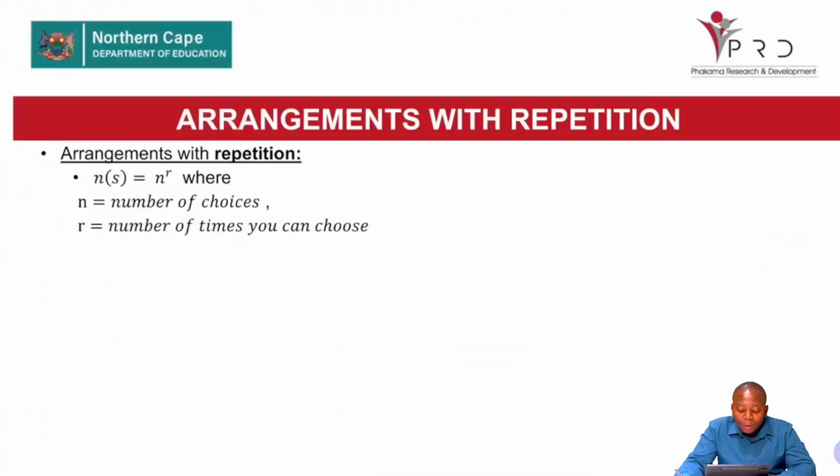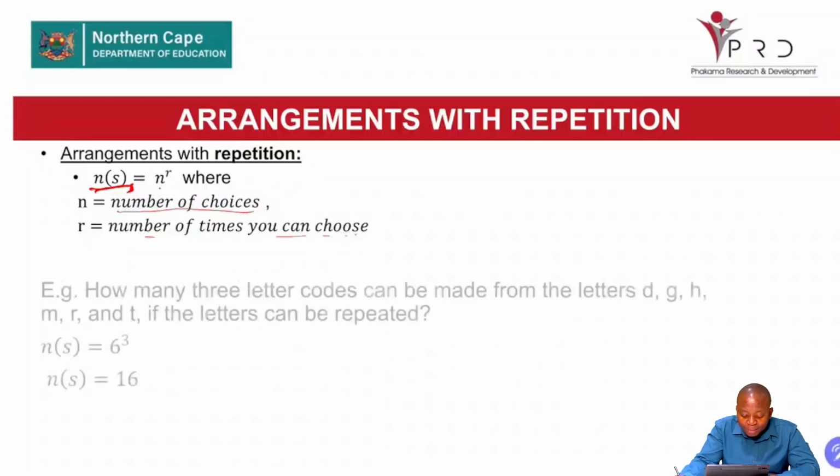Now, when you're talking about counting principles, we start with arrangements with repetition. What are they? For arrangements with repetition, the number of possible ways is equal to n to the power r, where n is the number of choices that we have, and r is what? It's the number of times you can choose. So the number of choices and the number of times.